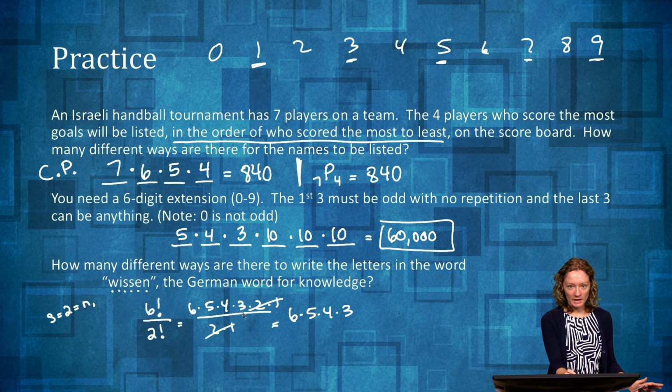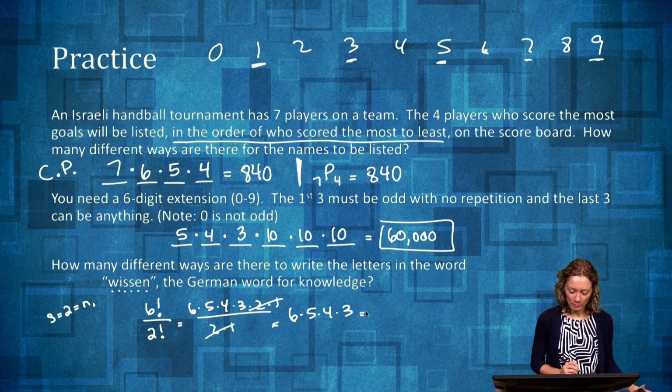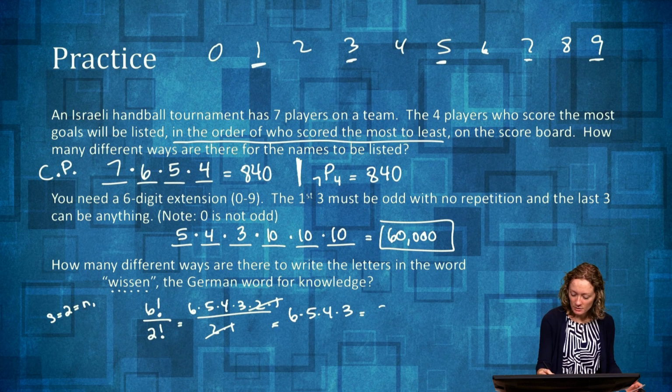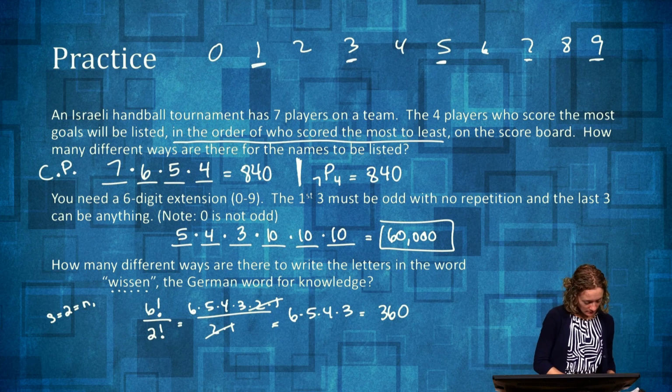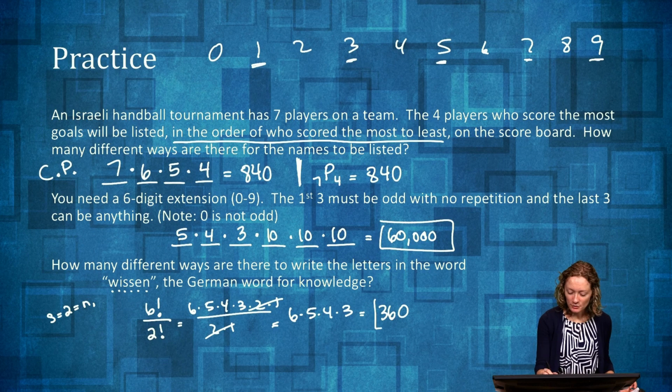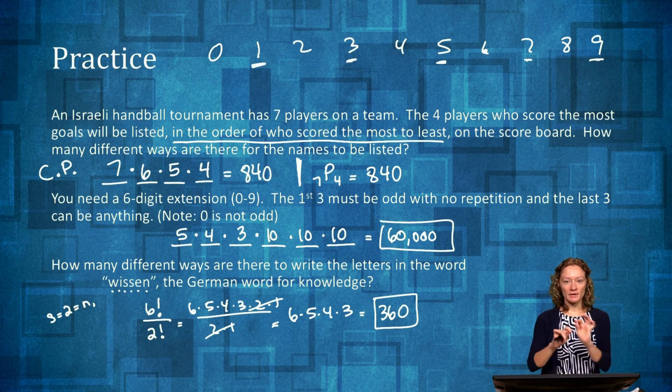You can always write it out like this and do it by hand, but it doesn't always just end up being the first few. It's a little bit more complicated, so just go through the whole process. 6, 5, 4, 3 gives us 360. Make sure it's right. Yes, 360. So 360 different ways you could rearrange the letters in the word Wissen and get a different variation on the letters being there.